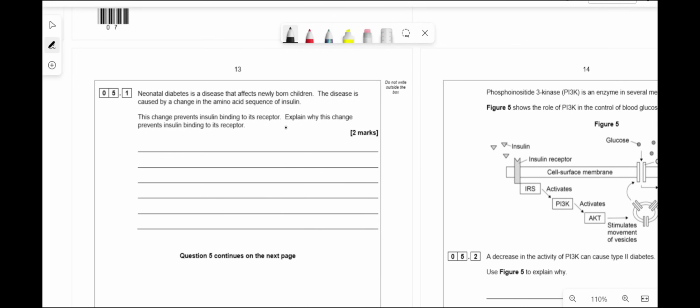We are not talking about enzymes here. There's no active site. That's not how this works. So I see a lot of people, what they'll do is they'll just write a poor answer about enzyme active sites when this is not an enzyme. Alright? So it stops insulin binding to its receptor. Insulin binds to the receptor and it does its job. So what happens is you've got a changed tertiary structure.